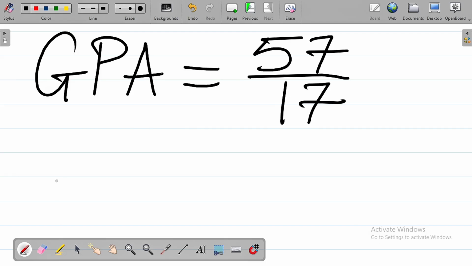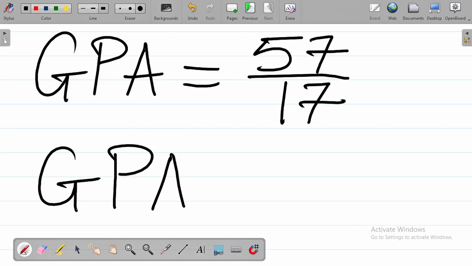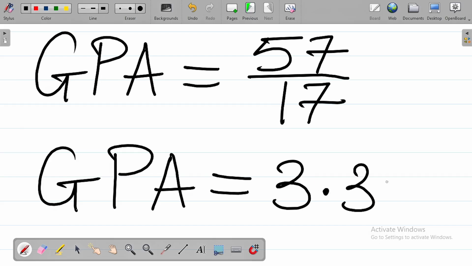So punch your calculator. GPA, which is the grade point average, becomes 3.35. So this is the GPA of the student for first semester. This is how to get GPA. This is the GPA of the student for first semester.